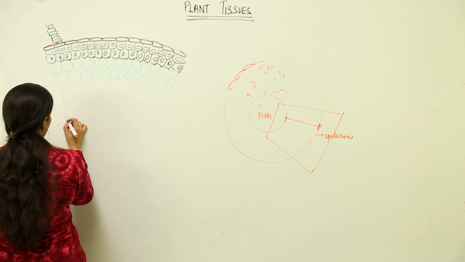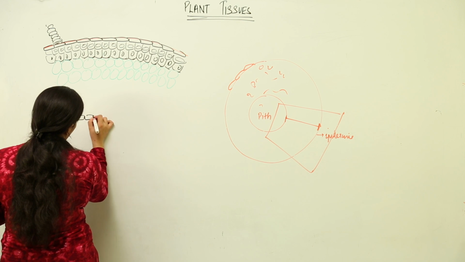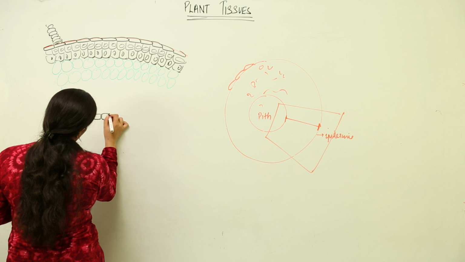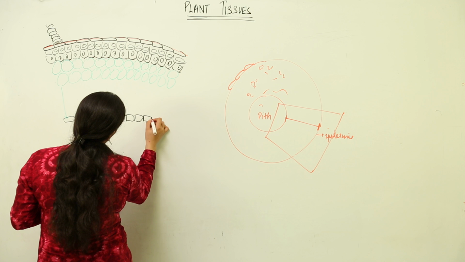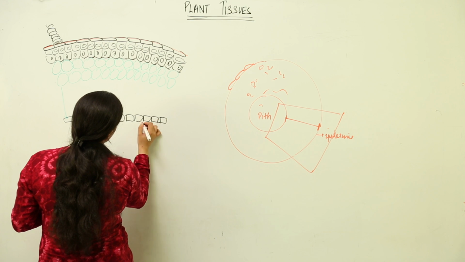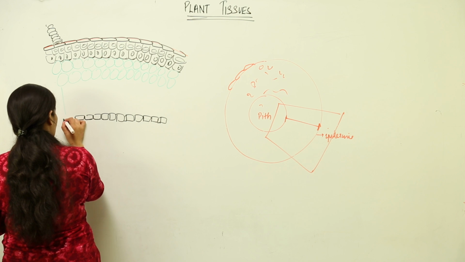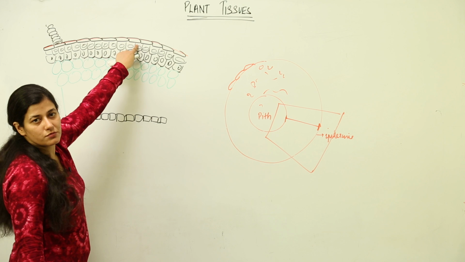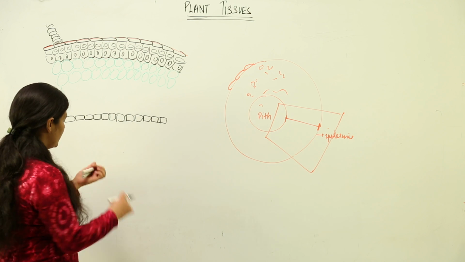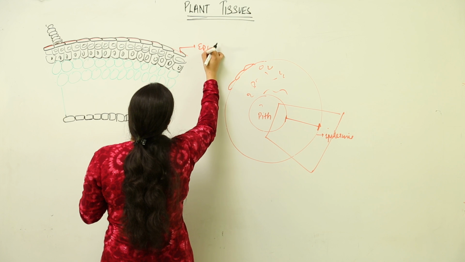Then comes a layer known as endodermis. Closely packed barrel-shaped cells are present and it forms the endodermis. Endodermis is the internal layer. It is a type of dermis only, but it is internal to the epidermis. Outermost was epidermis, then we have endodermis. I am going to label them. This is epidermis.